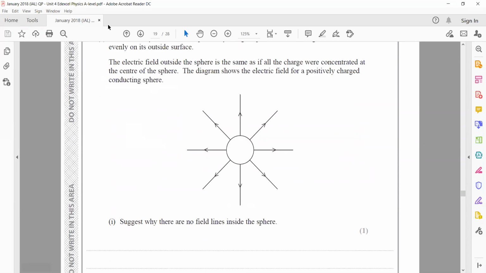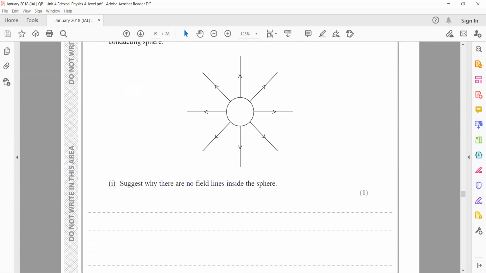This is like a hollow sphere we discussed. Suggest why there are no field lines inside the sphere. Why are there no field lines inside the sphere? What's the reason?